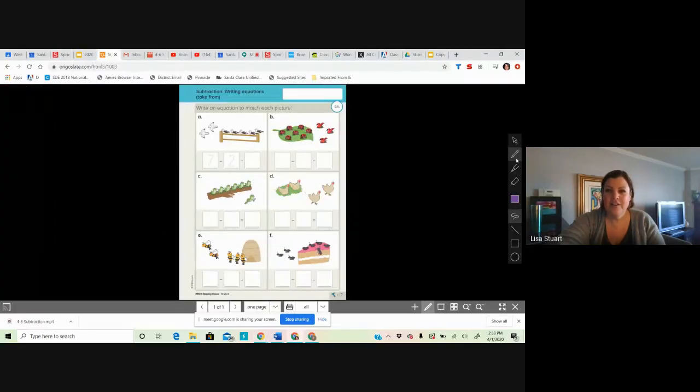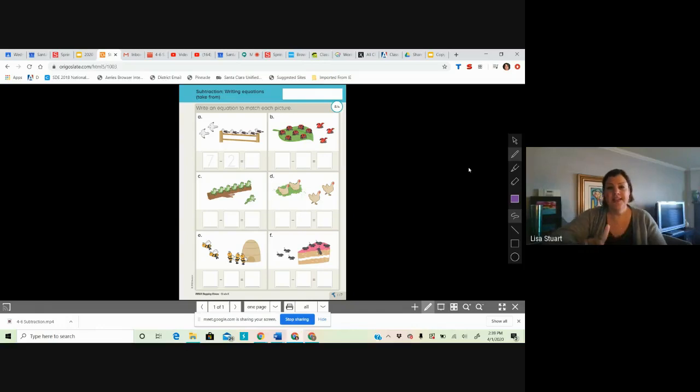All right, here's the workbook page I'll be showing you today. In our last workbook page, it showed you a set of objects and then it told you how many to cross out. This one is going to be a little bit different. It's going to show you how to plug in numbers to make it an equation.